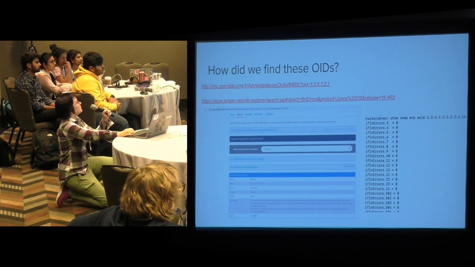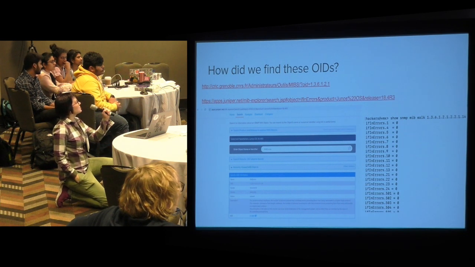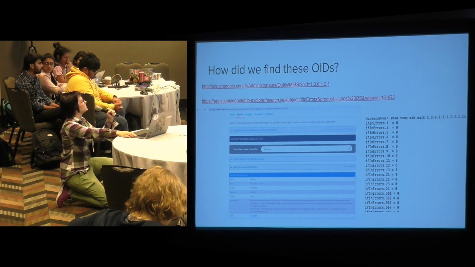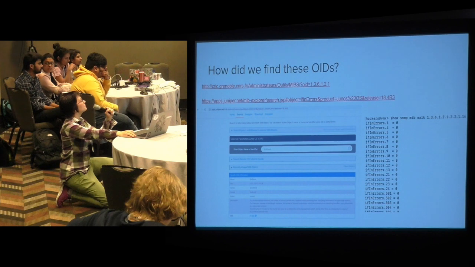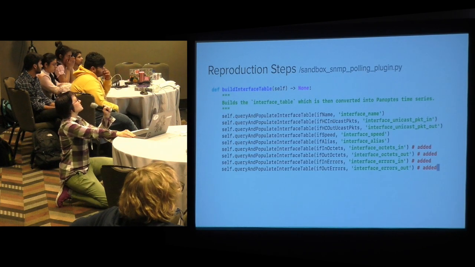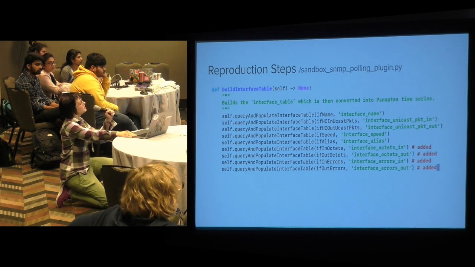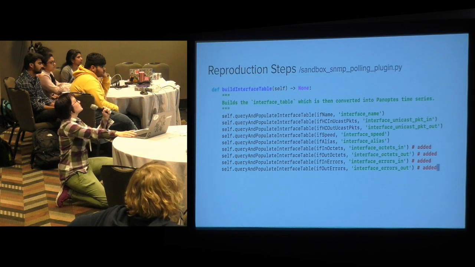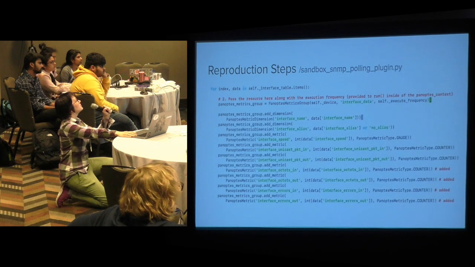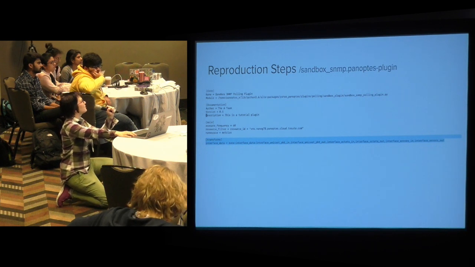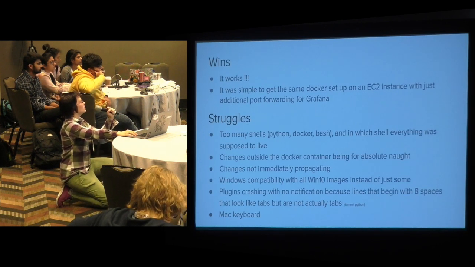How do we find those? I used the provided documentation or the Junos MIB Explorer and verified them on the router itself, since y'all kindly gave us read-only access. Reproduction steps: there were a couple of other places that we had to edit, the polling plugin.py script. This is the second, third, and then we had to make a .panoptes plugin for it, which references those things. The win was that it works.